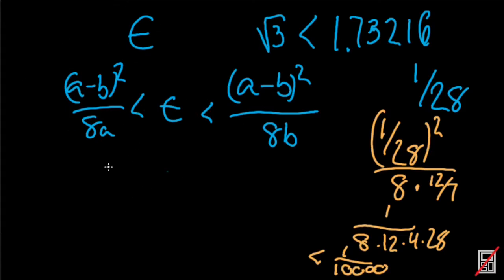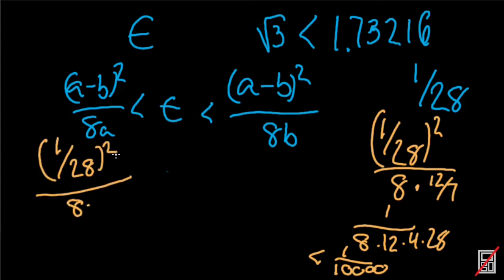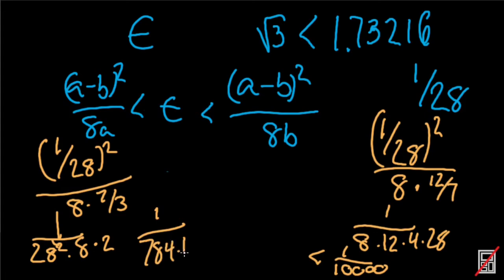Then on this side, we get (1/28) squared over 8 times our other one, which was 7/3. And so, by making this smaller, we get 1 over 28 squared times 8 times 7/3. We can just bound that by 2. And we'll get 16 times 28 squared, which is 1 over 784 times 16. 750 times 16 will give us 12,000.